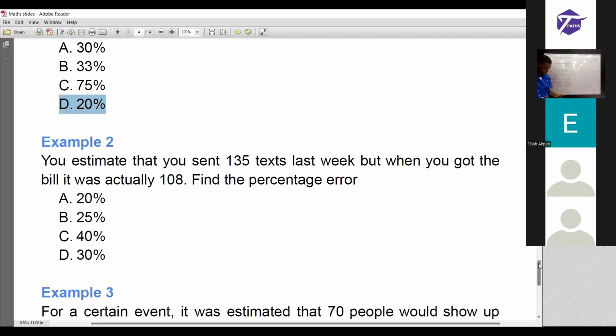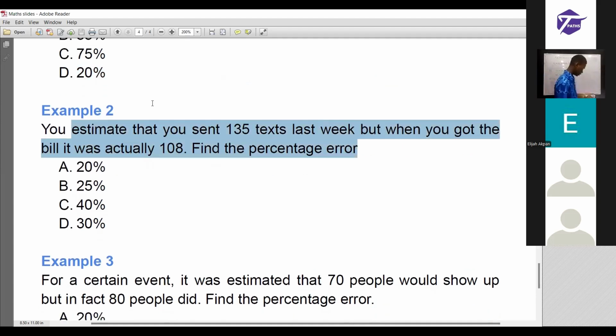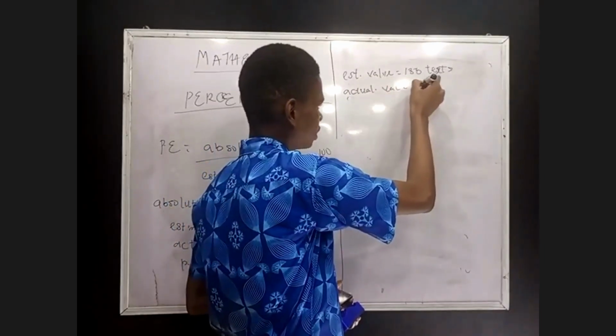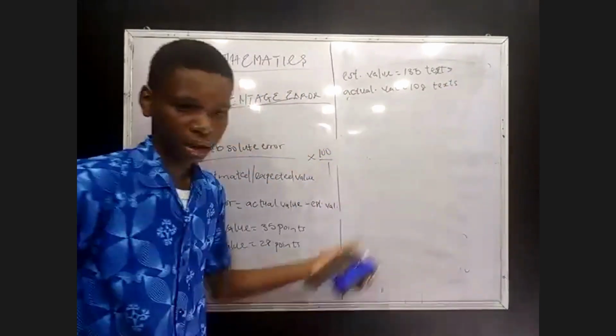The second question says you estimate that you sent 135 texts last week, but when you got the bill, it was actually 108. So you estimated that you sent 135 texts. Don't forget, estimated value is 135 texts. And then when you got your bill, the actual value was 108 texts. So this is my estimated value and this is my actual value.